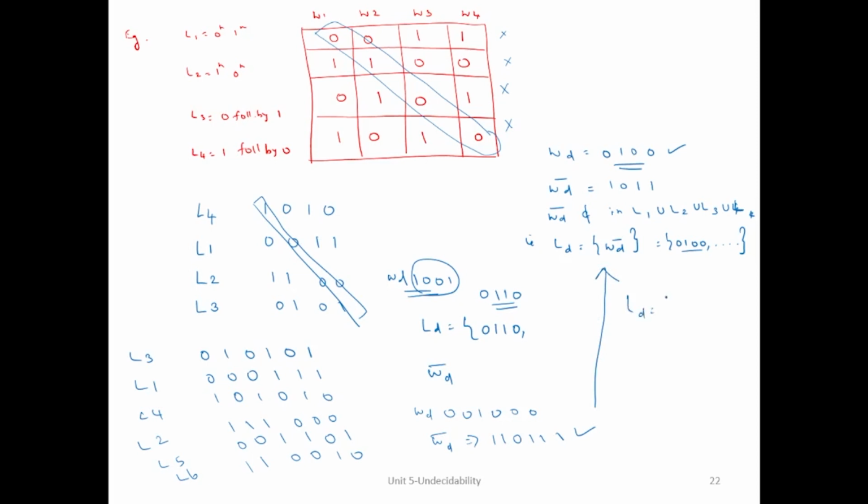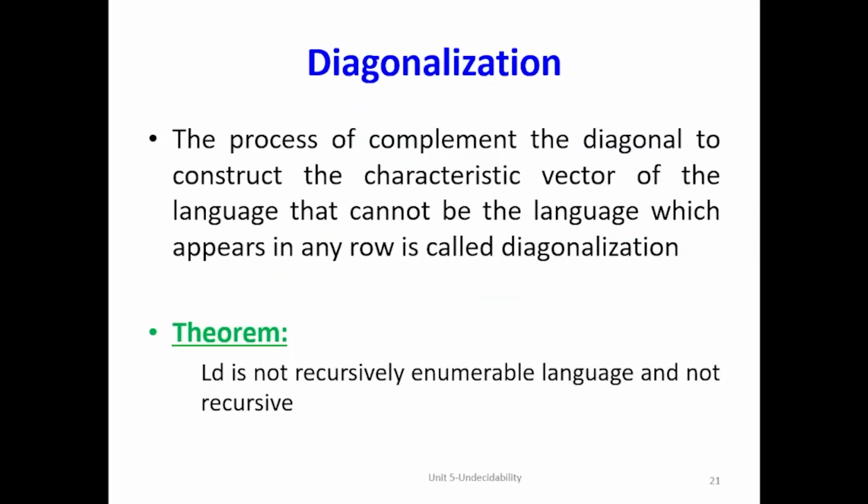Previously I wrote the first string as 0100, the second string as 0110, and the 6 length string is 110111. So you can form a string of any length corresponding to its different languages. This is diagonalization: the process of taking the complement of the diagonal value for construction of a language, whose strings are not accepted by any of the machines. That process is called diagonalization.